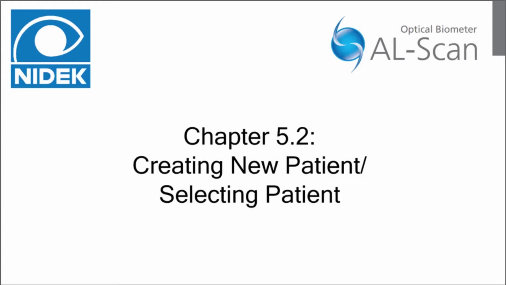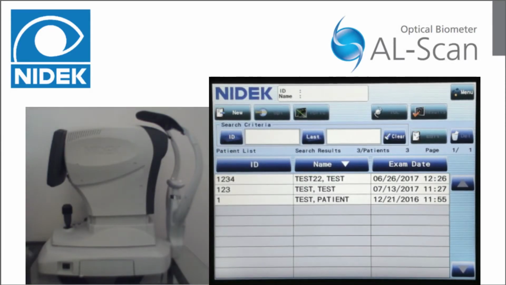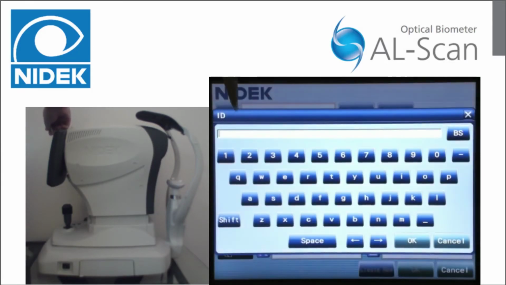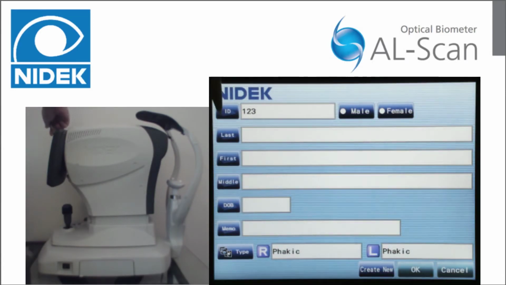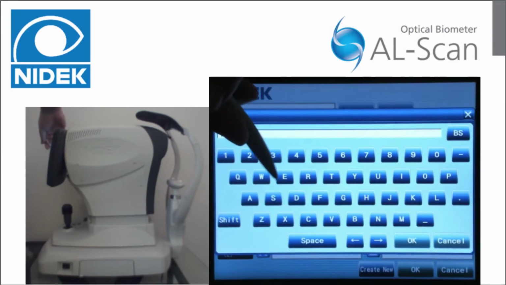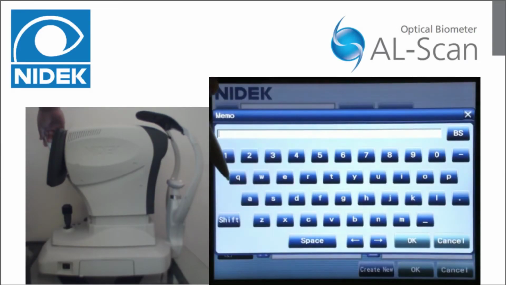Chapter 5.2, Creating New Patient, Selecting Existing Patient. To register a new patient from the Patient List screen, click the New button. Tap each field on the blue button to enter the patient information. Checking the Auto ID box in the Other tab in Parameter Settings automatically assigns ID numbers in numerical order. The Memo field allows you to enter comments for the patient.